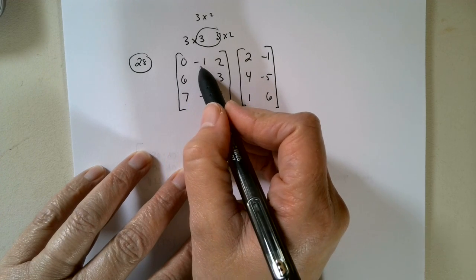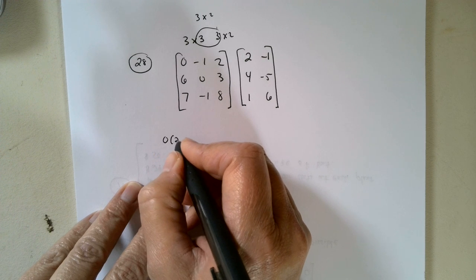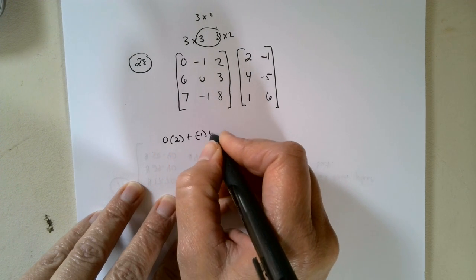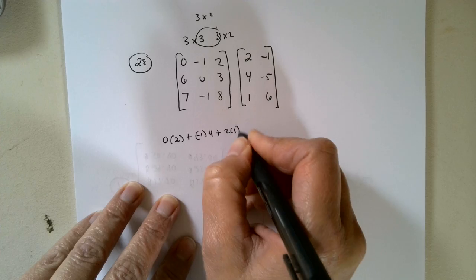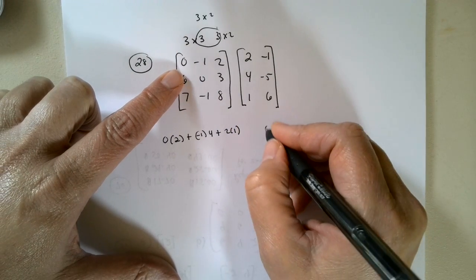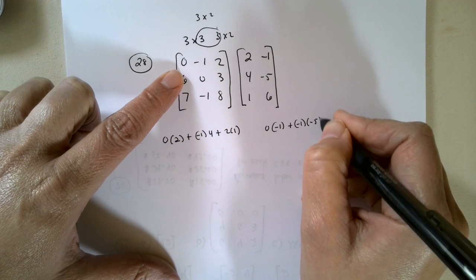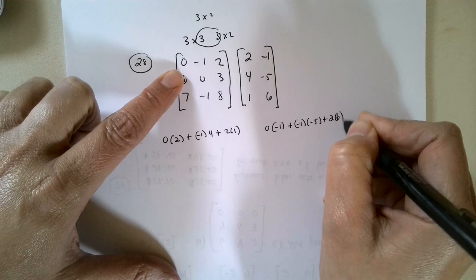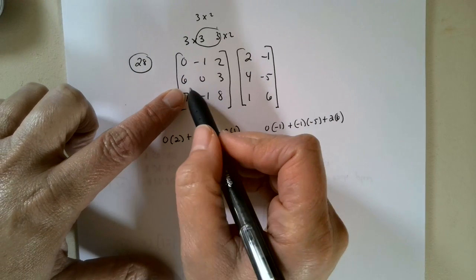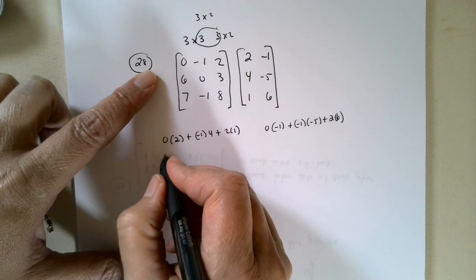So I'm going to take the 0, negative 1, 2 times the 2, 4, 1. So 0 times 2 plus negative 1 times 4 plus 2 times 1. And then I'm going to take this row times our second column, 0 times negative 1 plus negative 1 times negative 5 plus 2 times 6. And then I'm going to go down to the second row and repeat the process.